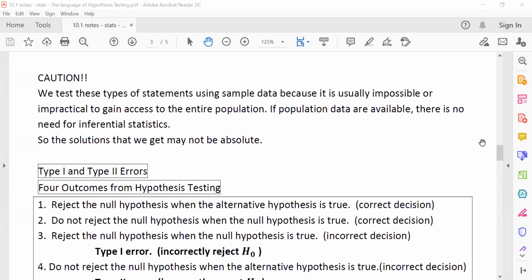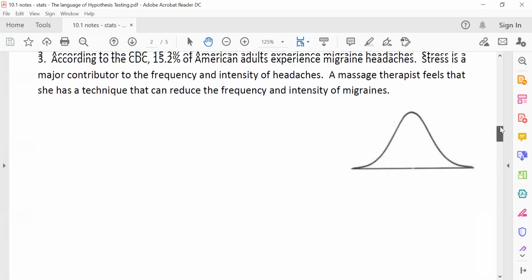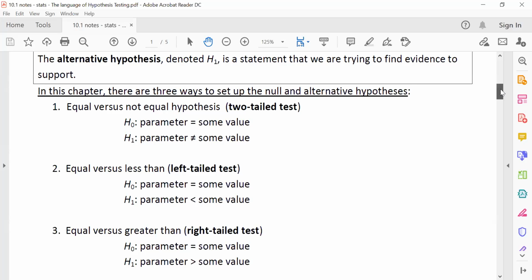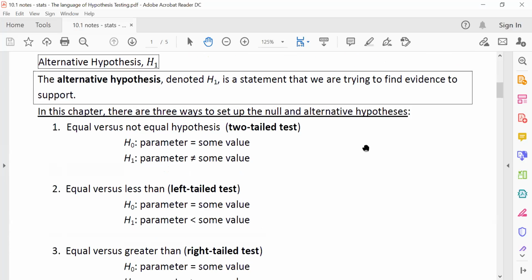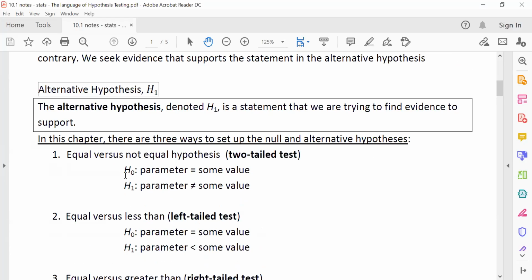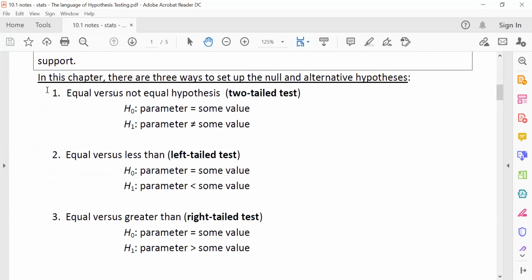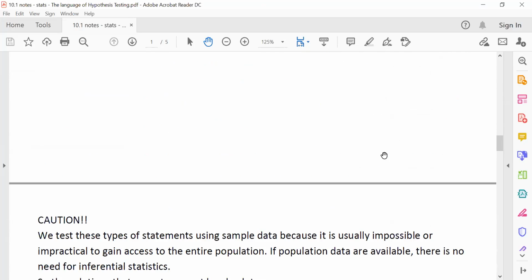Now, remember, we talked last week, you always have to declare a null and an alternative hypothesis, H naught, H0, and H1. And these are the three types that we will concern ourselves with: the two-tailed test, the left-tailed test, the right-tailed test. The only two parameters we're going to be testing in this course are the population proportion and the population mean. Those are the only two we're going to concern ourselves with.